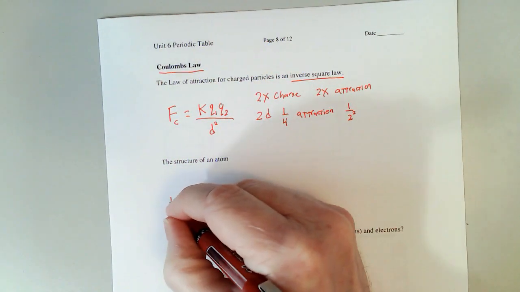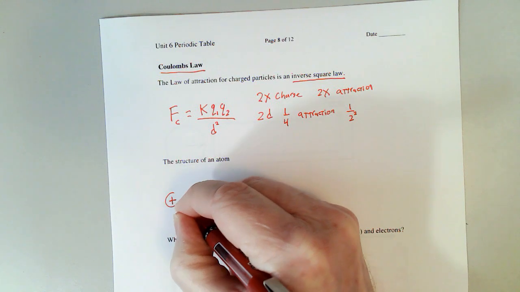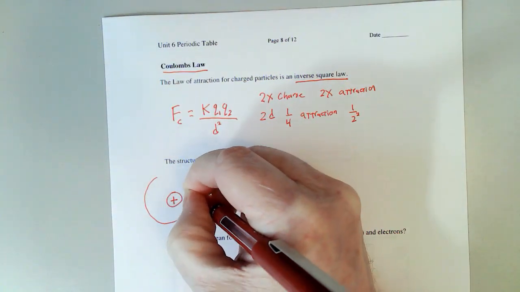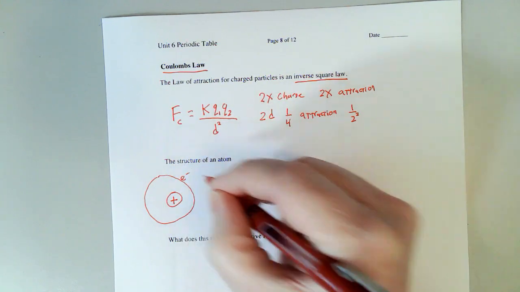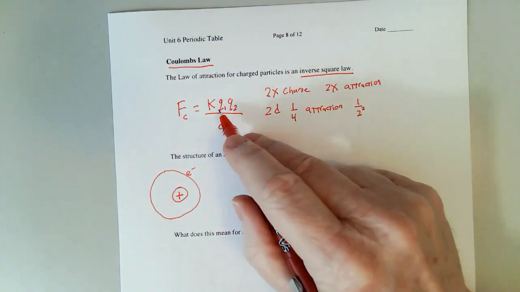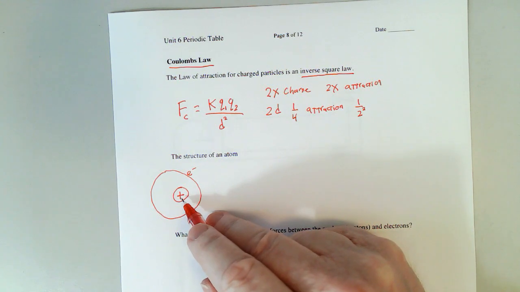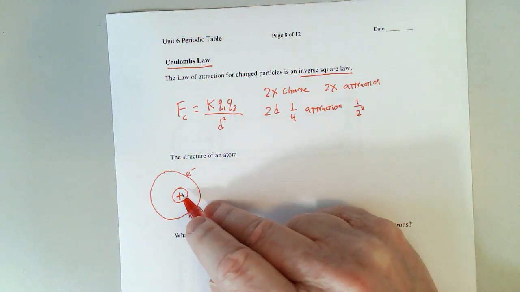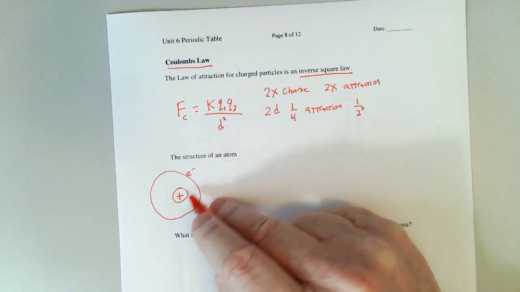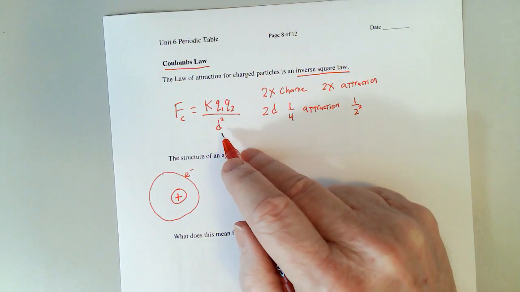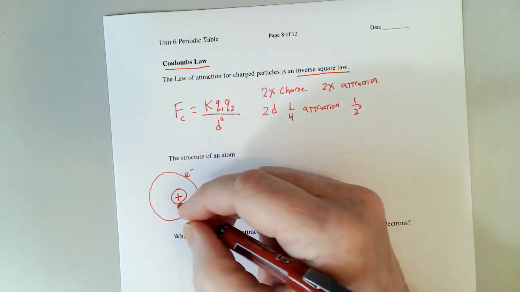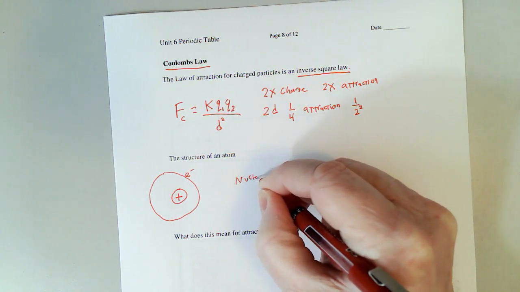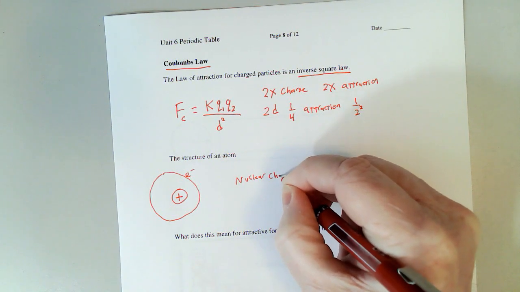Now that's going to become really important, because in our current model of the atom, we have a nucleus, which is the home of all the positive charge. Then we have the orbitals, which is the home of all the negative charge. And Q1 is basically the amount of positive charge, and Q2 is the amount of negative charge. And then the distance between the positive charge and the orbitals is the distance that we're talking about here. Now, often this positive charge is referred to as the nuclear charge.